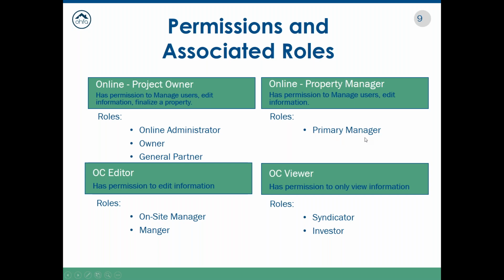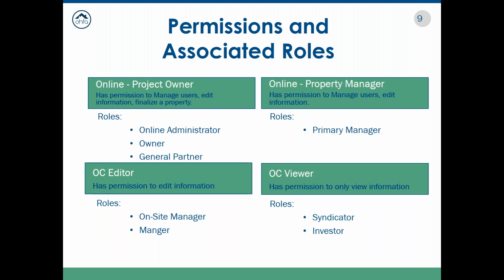And this usually is the primary manager, or what I've been seeing lately is a regional manager usually has this access type, or if you are a compliance specialist. Next is the OC editor, and they have permissions to edit information. So you can enter in tenant data and utility allowance information, but you wouldn't be able to actually finalize the year and submit the annual certification. So be mindful of that.